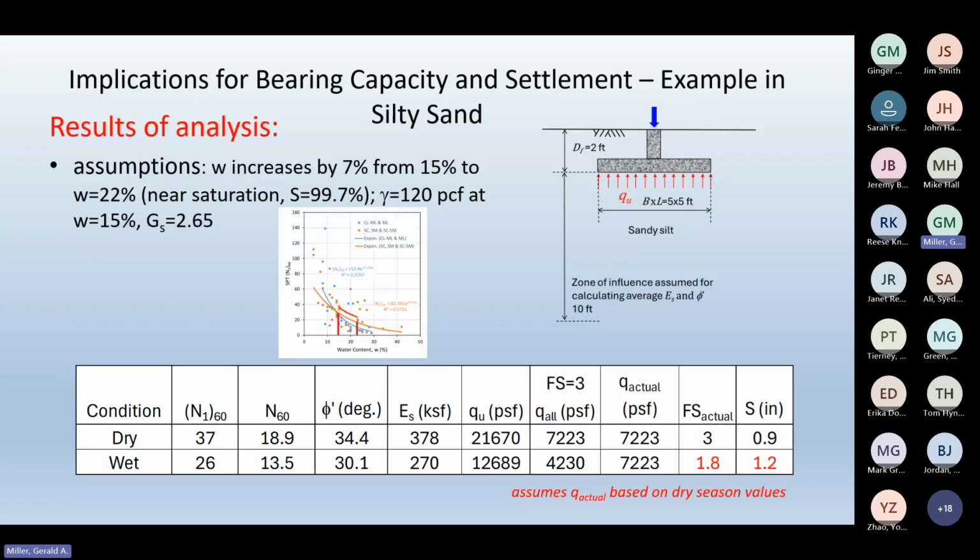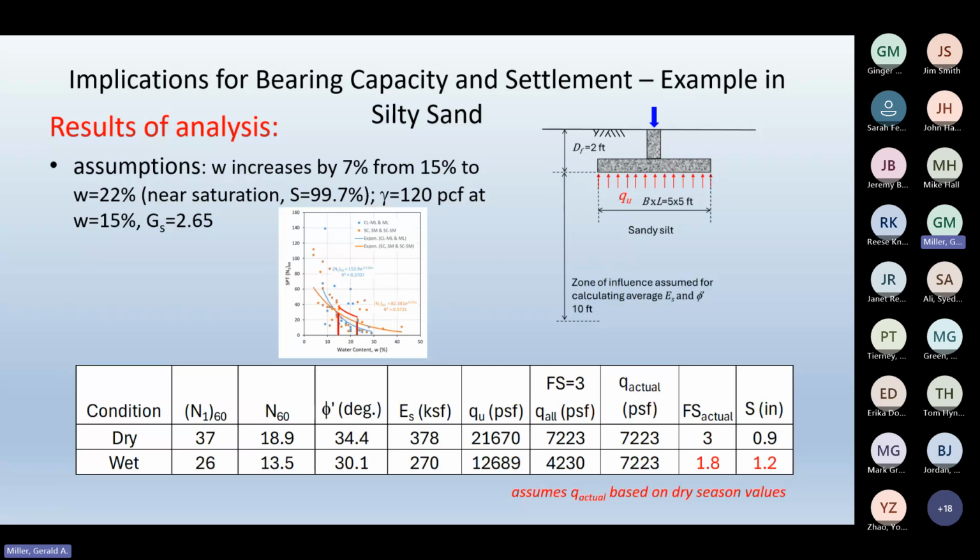So I just put the summary of results here. And actually, yeah, I'll have to go back and look. Trying to remember what actual bearing pressure I used. I think I used the actual, but yeah, I'm almost certain I did. But anyways, this is how we estimated change in N160 using our empirical correlation for the sandy materials.